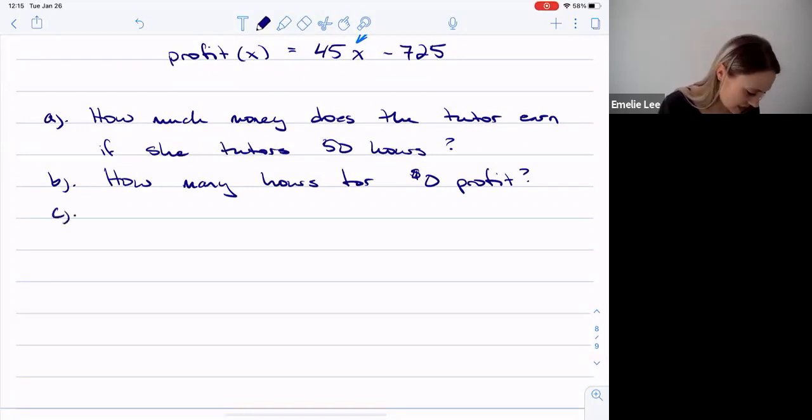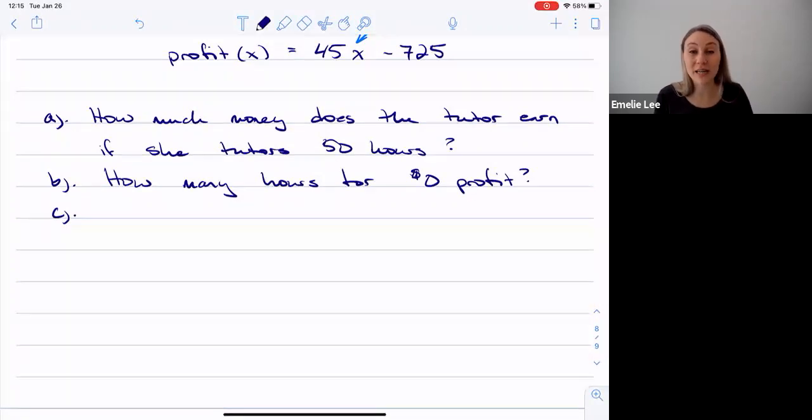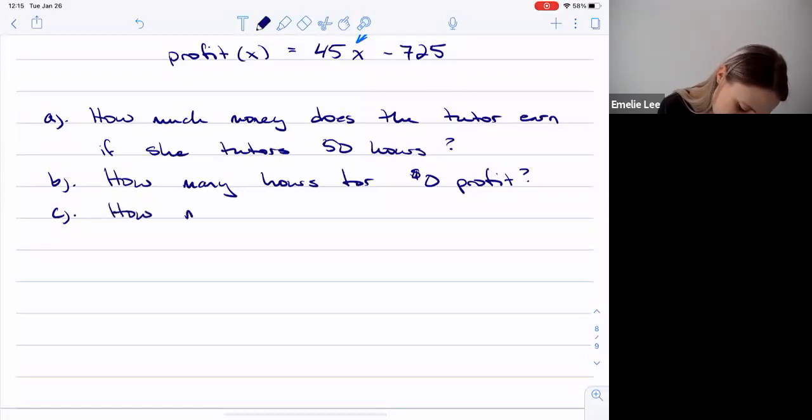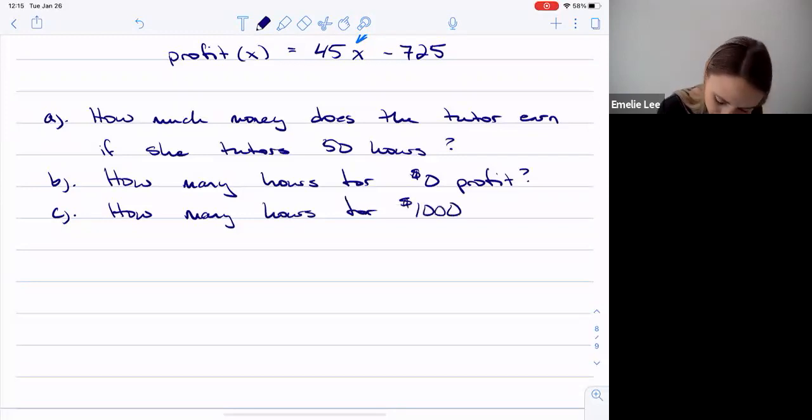And then C, what if she needs to make $1,000 in profit? Notice that solving B and C are going to be very similar, right? We're just forcing the profit to be some value. How many hours for $1,000 profit?